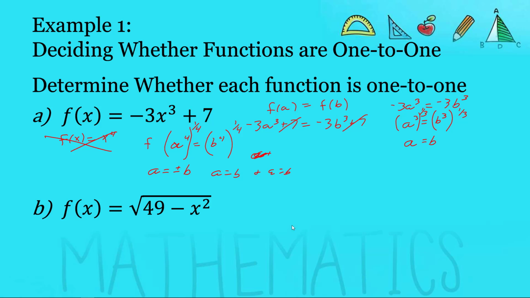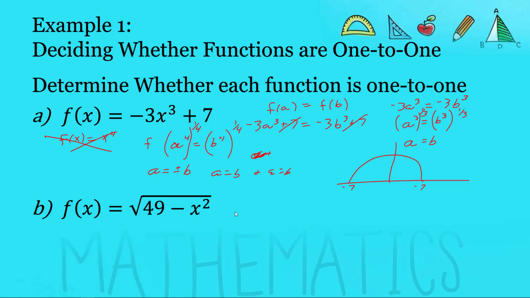Okay, now let's take a look at this one down here. This is f of x is equal to the square root of 49 minus x squared. Now, if you were to plot that, it would look something like this. It will look like a semicircle, which starts at -7 and ends at 7. You can look at this and tell that it's not 1-to-1, but how can you actually show that mathematically, not just graphically?